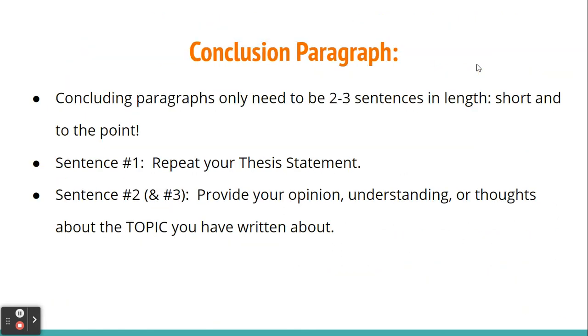So finally, I'll talk about the conclusion paragraph. So your conclusion should be short, sweet, and to the point. It only needs to be 2 or 3 sentences. The first sentence, you'll repeat what you wrote in your thesis statement. And then the second and possibly third sentence, you'll write about your opinion, understanding, or thoughts about your topic.